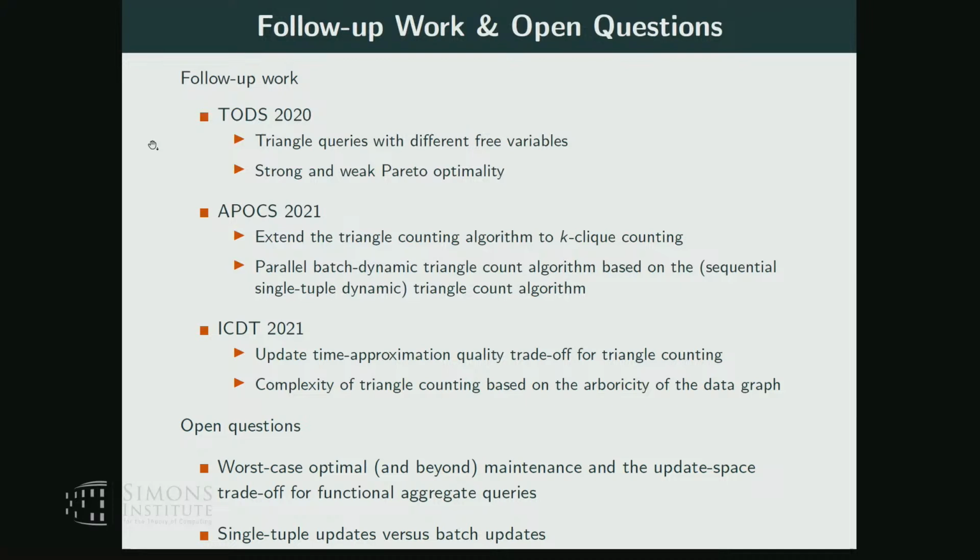For instance, for those of you familiar with the Loomis-Whitney class of queries, where the triangle is just one of them, right? If you look at Loomis-Whitney 4, for instance, statically, you get a complexity of n to 4 over 3. But this lower bound is applicable there as well.